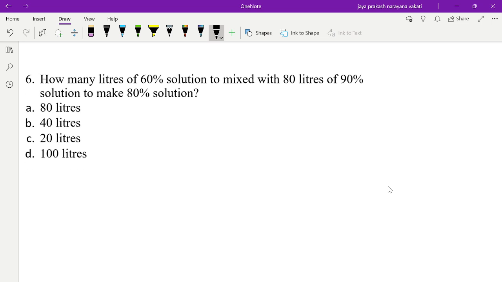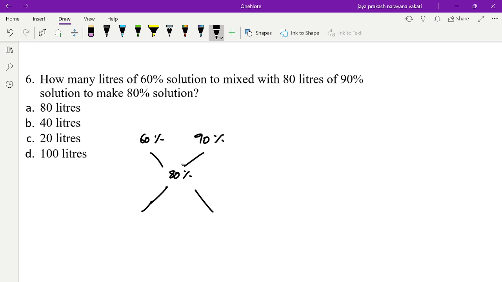Fine. How many liters of 60% solution are to be mixed with 80 liters of 90% solution to make an 80% solution? That's it, guys. Again, the first type is 60%, the second type is 90%, and the resultant should have 80%. So same, solve with the butterfly method and find out the quantities ratio.